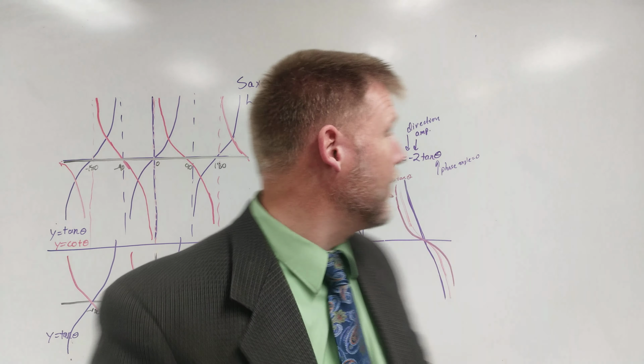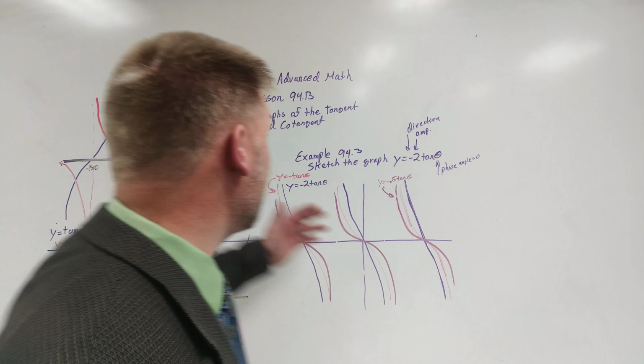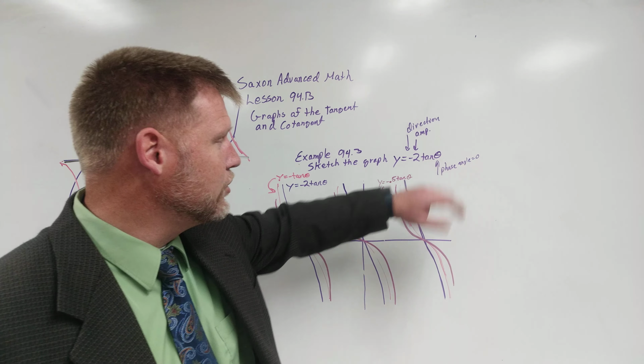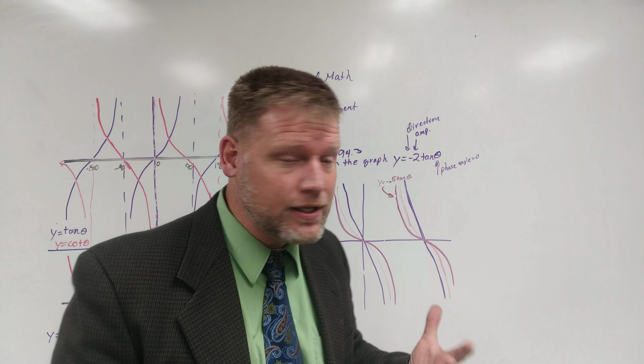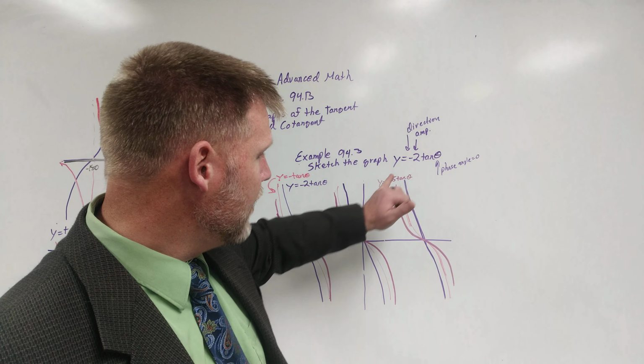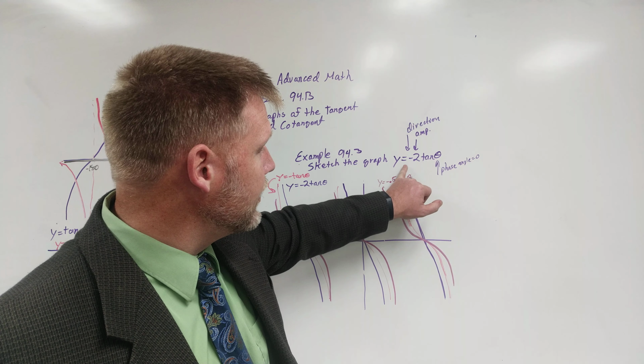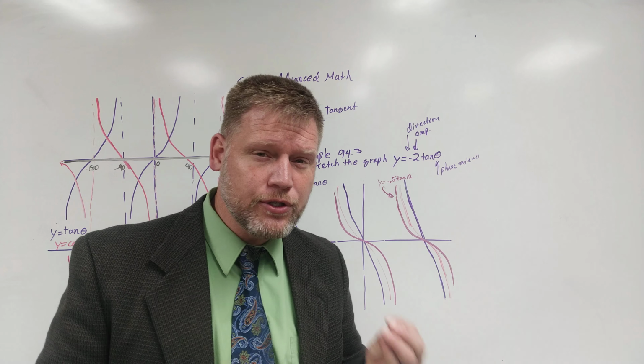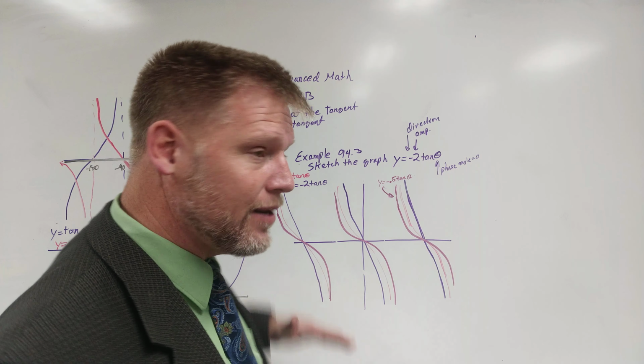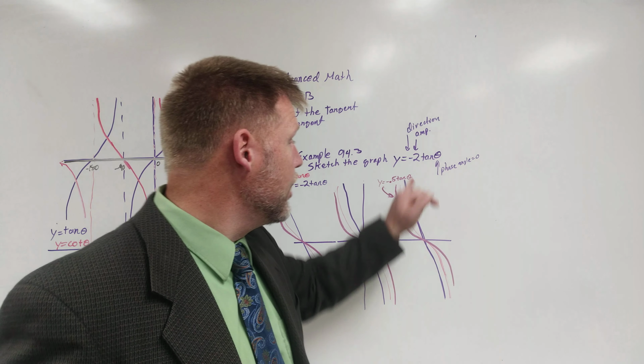Now, if you look at example 94.3, it asks, sketch the graph y equals negative 2 tangent of theta. We're going to start dissecting this just like we normally would. The direction is negative, so we're going to pay attention to that. There's an understood zero in here, which means that my center line is going to be at 0. It doesn't change.